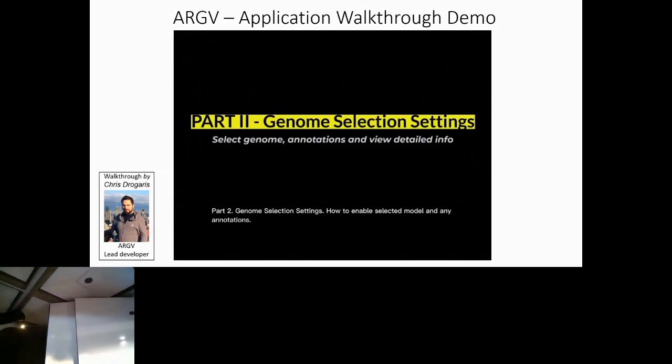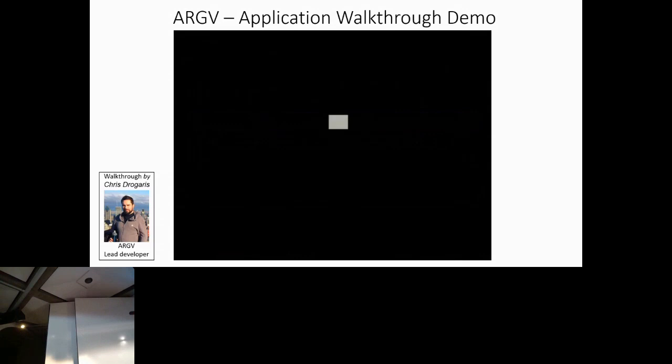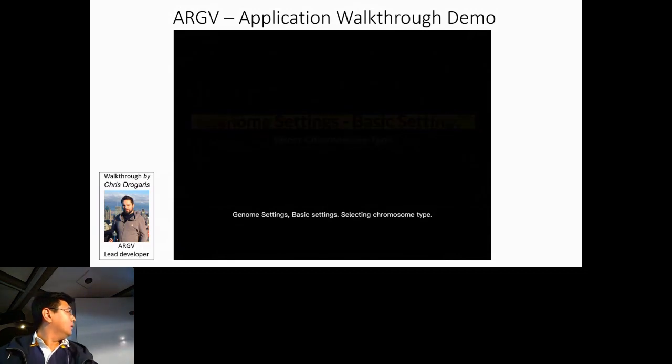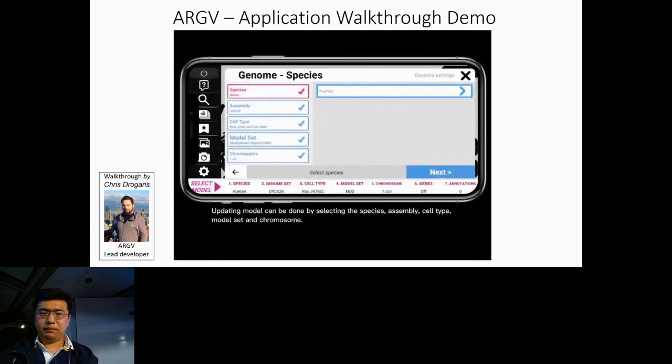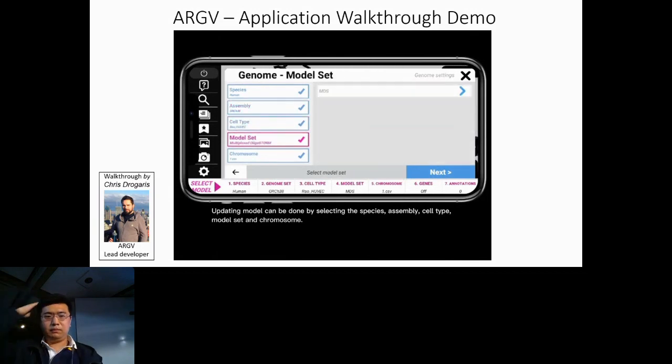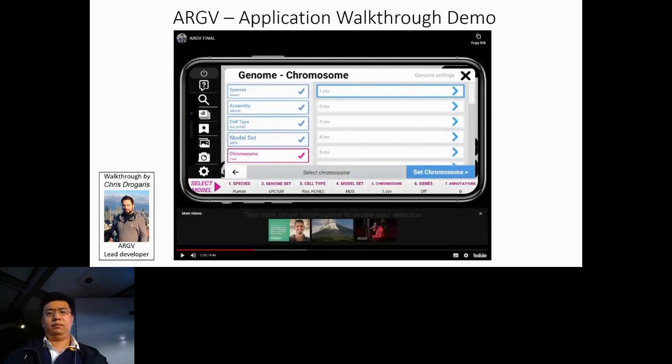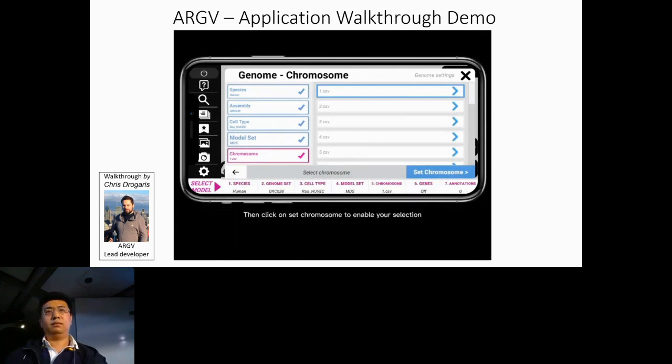Part 2, Genome Selection Settings. How to enable selected model and any annotations. Genome settings, basic settings, selecting chromosome type. Updating the model can be done by selecting the species, assembly, cell type, model set, and chromosome. Then click on Set Chromosome to enable your selection.